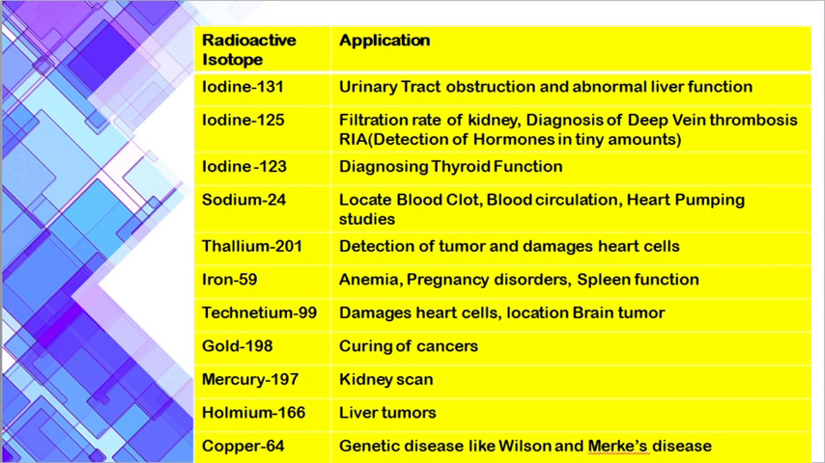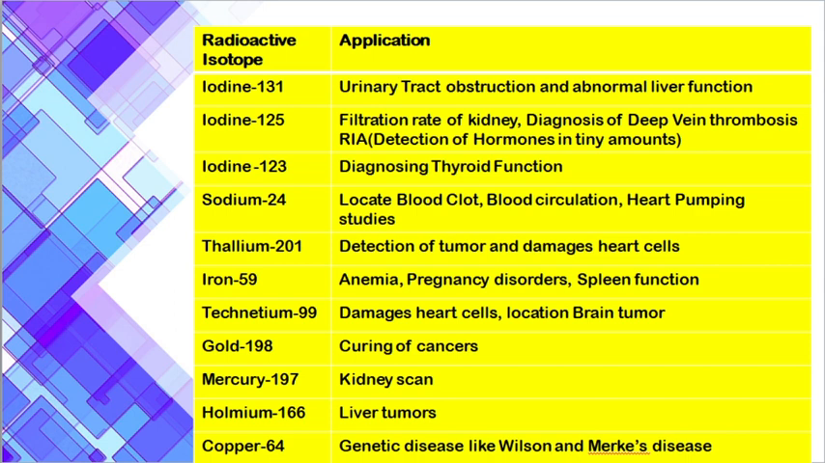Next is iron 59, which is used in the treatment and diagnosis of anemia, and it is also used to diagnose pregnancy disorder. And this iron 59 is also used to study iron metabolism in the spleen. Next is technetium 99, which is used to detect damaged heart cells, and it is also used for locating brain tumor. Next is gold 198, which is used for curing cancers.